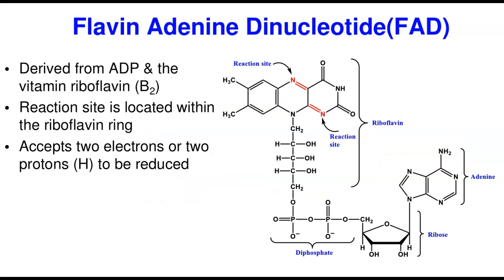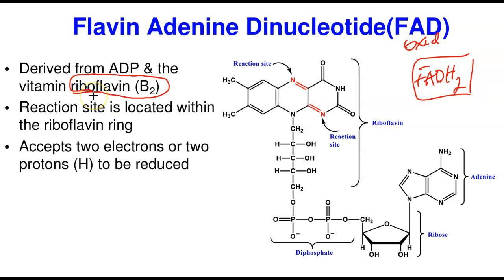We now go to the next one, the flavin adenine dinucleotide, FAD. In this case, this is the oxidized form. The reduced form is FADH2. Now it has 2 hydrogens, making it reduced. It is derived again from ADP and the vitamin riboflavin. Vitamin B2 is riboflavin. The reaction site is located on the riboflavin ring, and what it does is accept 2 electrons or 2 protons. It accepts 2 full protons to become the reduced form.